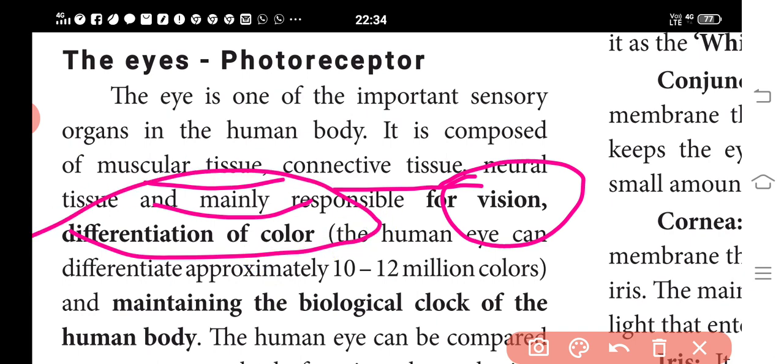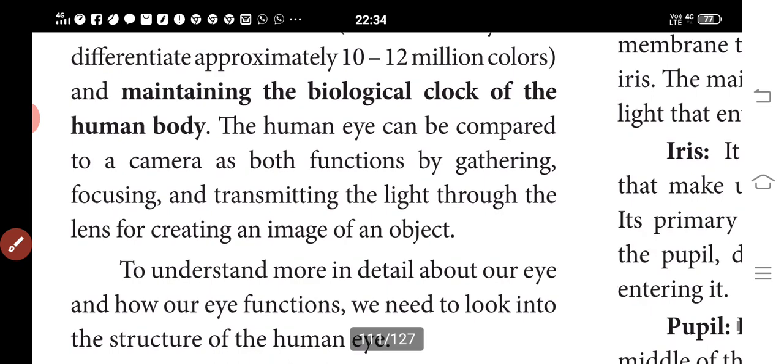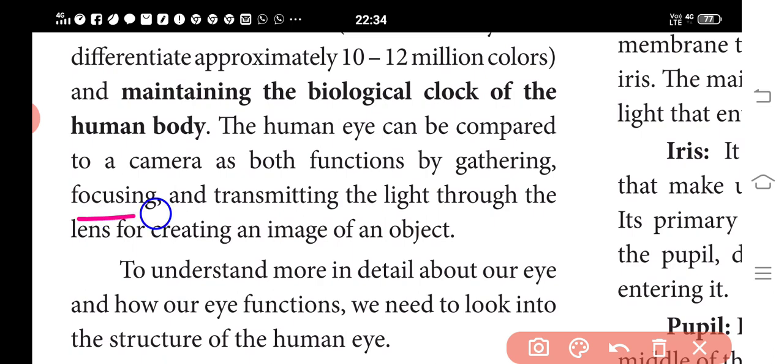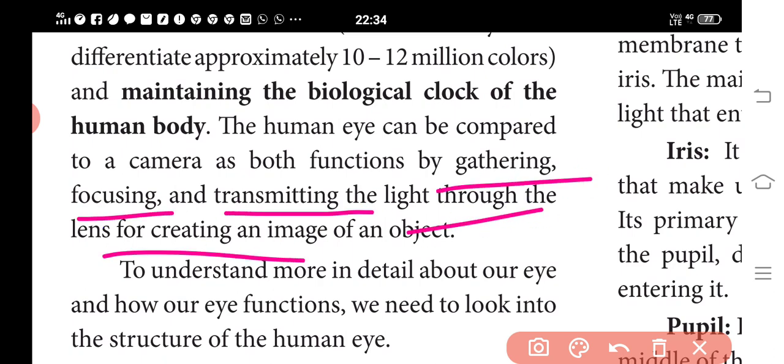It is also called the biological clock of the human body. So the eye can be compared to a camera. Why is it compared to a camera? It gathers, focuses and transmits the light through the lens, creating an image of an object. That's why the eye is compared to the camera.